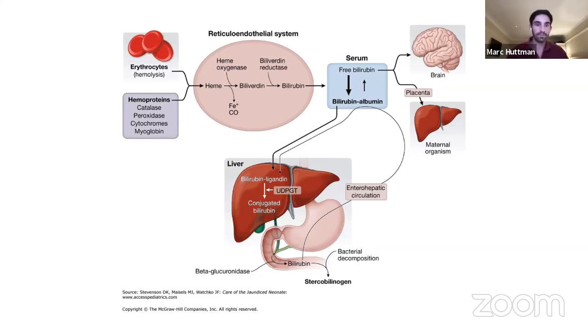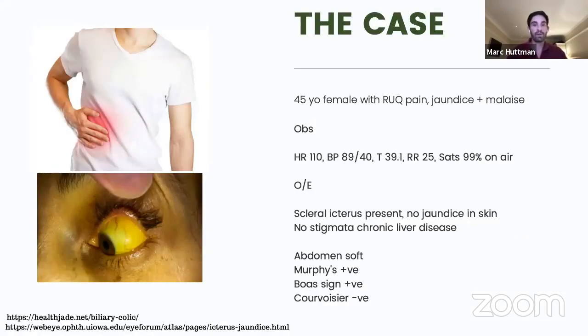So back to the case. 45-year-old female presented with right upper quadrant pain. She's having jaundice and malaise. So a few more things for you when you assess her.